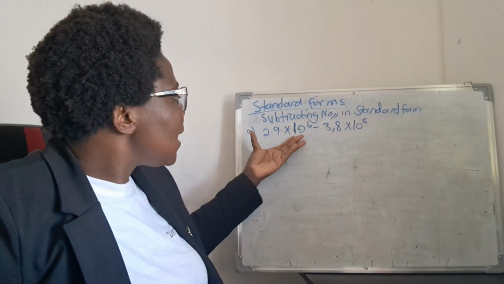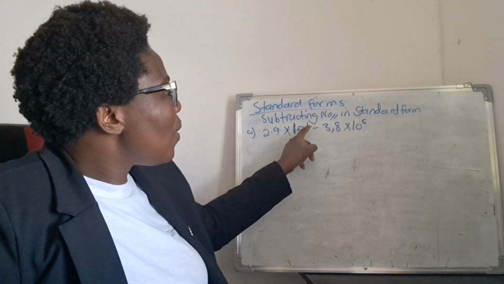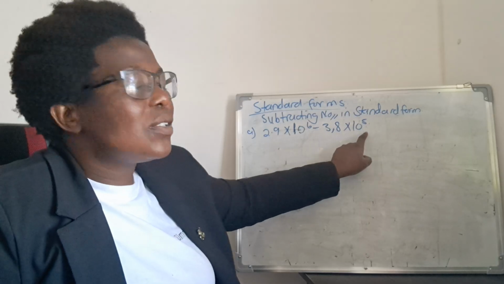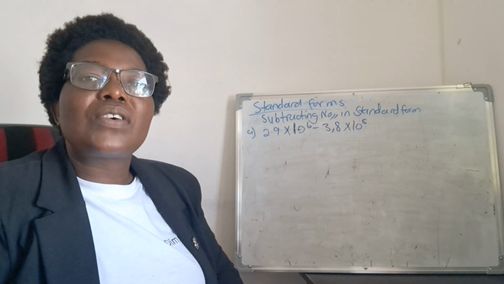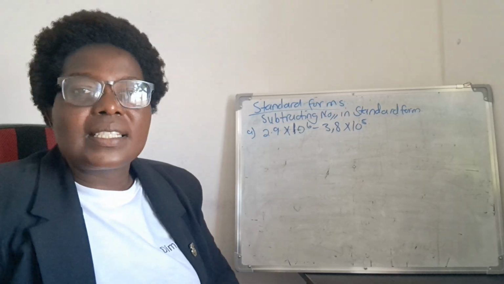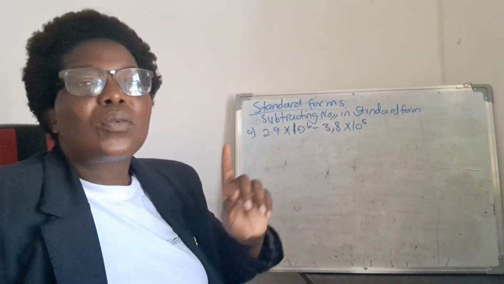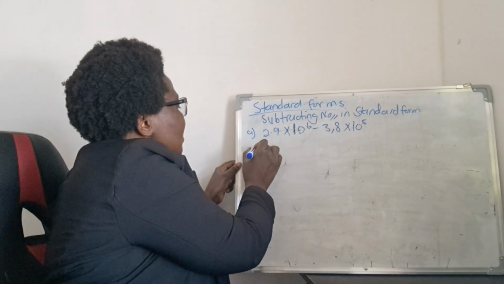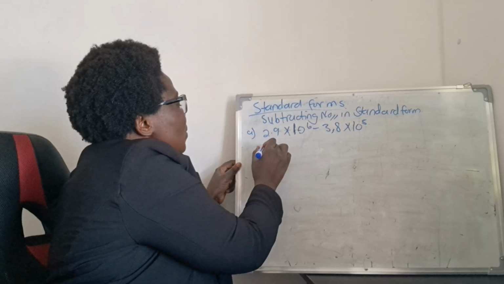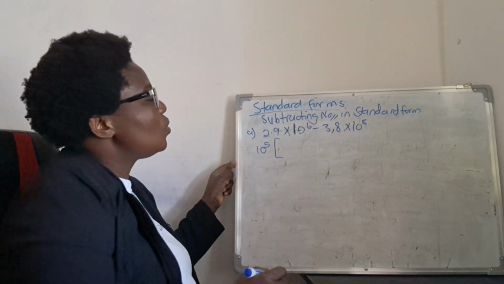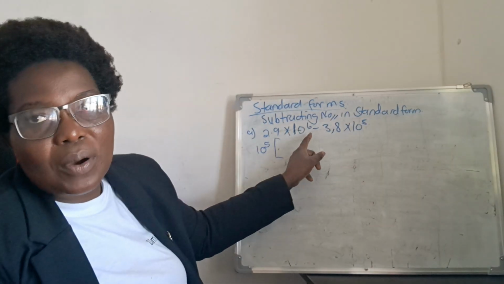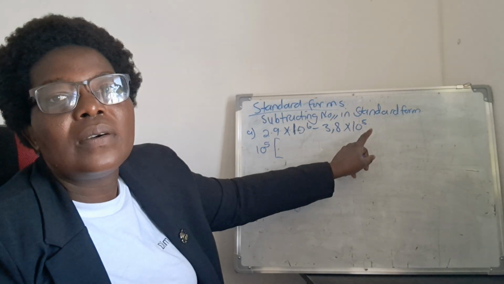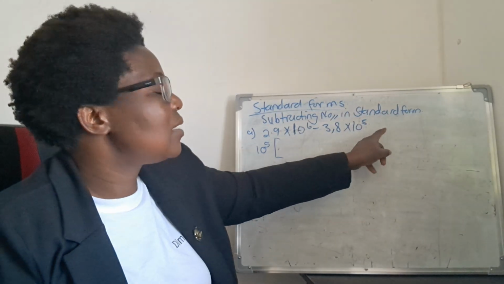On this side we have 2.9 times 10 to the power of 6, and on the other side we have 3.8 times 10 to the power of 5. So you need to find the common number that can go into both without leaving a remainder. In this scenario, I can see that it's 10 to the power of 5. 10 to the power of 5 can go into 2.9 times 10 to the power of 6, and it can also go into 3.8 times 10 to the power of 5. You can even expand this, then you cancel.